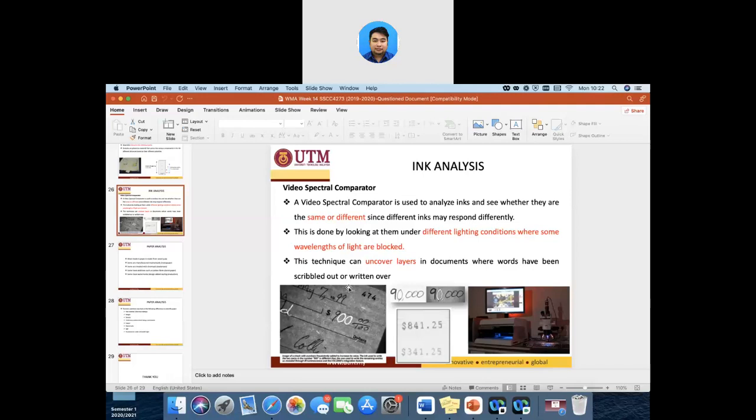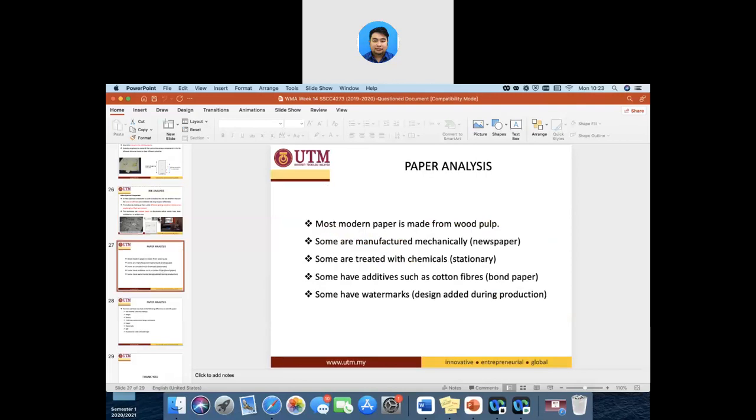Okay, alright, but we tell you that there is a possibility of it being forged. Then there are other types of investigation that will follow. Maybe, for example, they say, oh, for this 9 I used another pen, for this zero I used another pen, because suddenly the pen for this 9 ran out of ink, something like that. So we can say that a different kind of ink was used, but a lot of investigation will be followed up after this. Alright. So this technique can uncover layers in documents where words have been scribbled out or written over. Alright? Okay. So that's all for ink analysis.